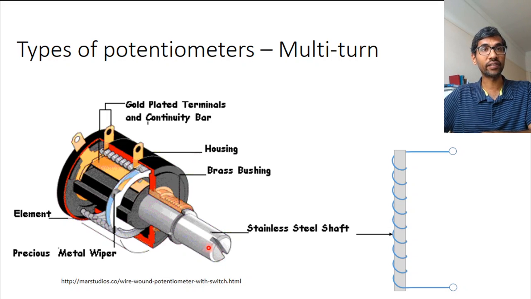Can you see? This is the shaft, and as this shaft rotates, the connector here, the metal wiper which is here, moves up and down. So this moves up and down, and it touches the resistances, which are the wire which is wound here. If you look at this, there are some wires wound here, and you can see that at the bottom as well. And this is the wiper which moves up and down with rotation. Okay, so you can have single turn potentiometers, and you can have multiple turn potentiometers.